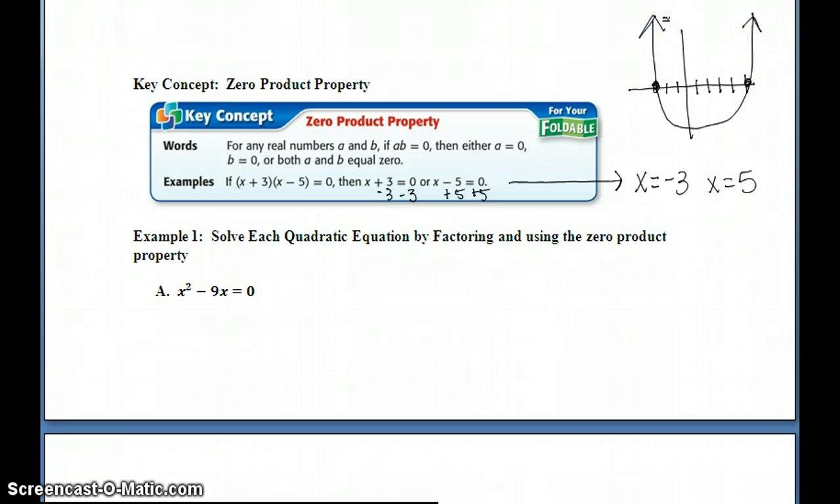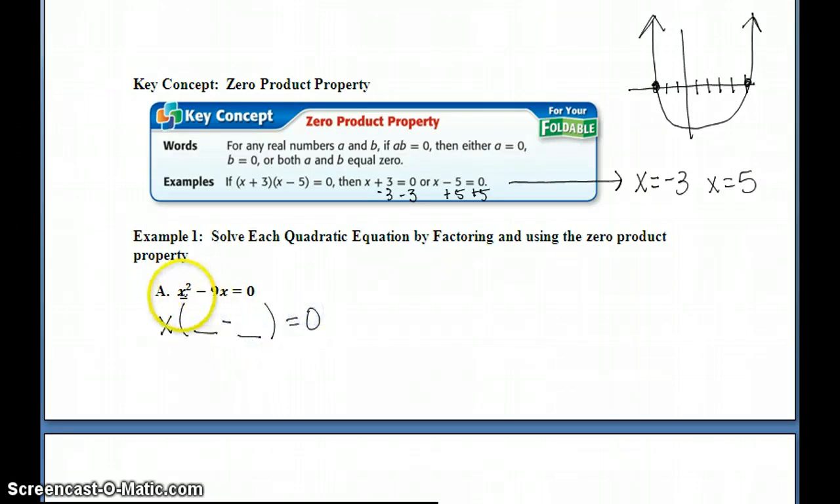So that's what we're going to do here. We're going to start solving quadratic equations by factoring, and what we're actually finding is the x-intercepts, or the roots, or the solutions. Let's start by factoring this. I've got x squared minus 9x. This is a binomial, and I want to think GCF. What do they have in common? Well, they both have an x, so let's take it out.